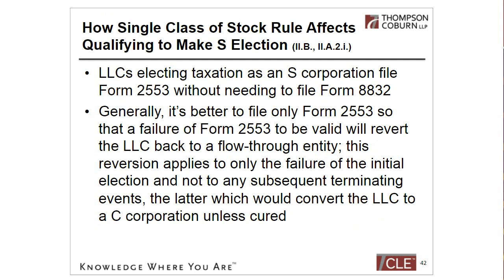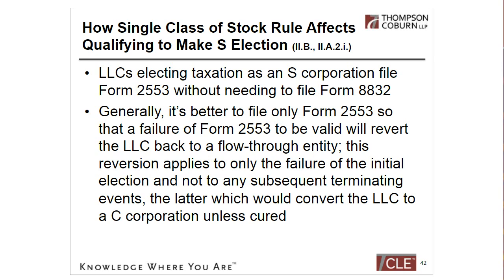So on slide 42, an LLC can elect taxation as an S-Corp simply by filing the normal S election. So you don't have to make a separate election that says the LLC is taxed as a corporation, and then do your S election after that. The LLC can just directly make the S election on Form 2553. And if I am going to have an LLC do that, I would rather just file that Form 2553, so that if the S election is somehow invalid, you're going to revert back to a pass-through entity.